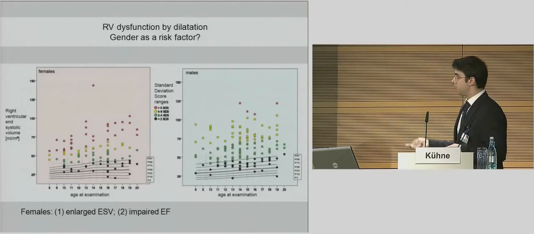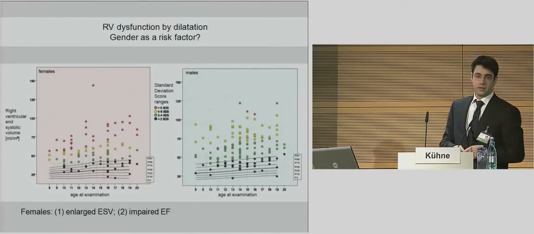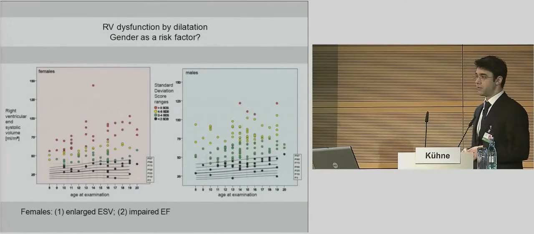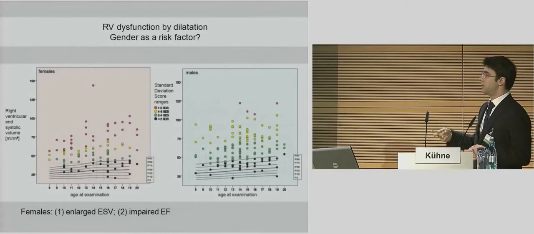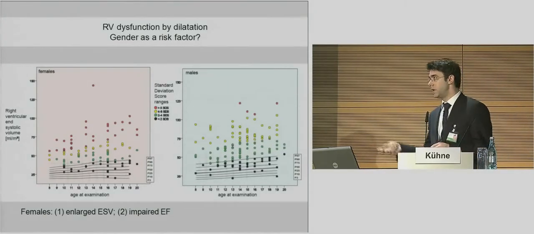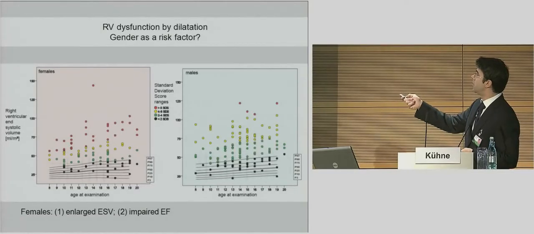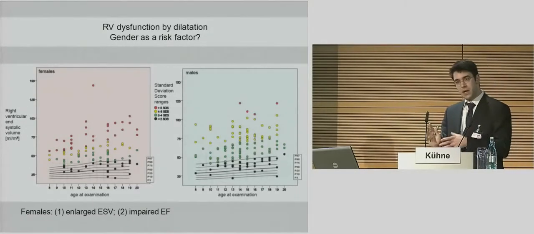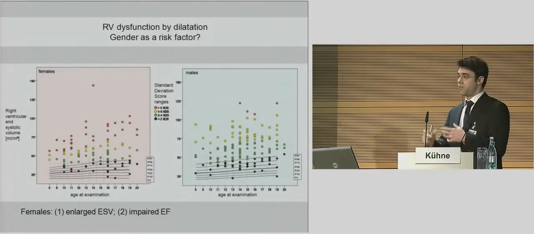And there, this data is still unpublished, but it's under review. This is from Fontan patients, more than 500 Fontan patients from the German Competence Network. We suspect, and hopefully the reviewers state the same thing, that there are gender differences between males and females. If we look here at the right ventricular systolic volumes, we are talking about the standard deviation score range. So this shows how many of the patients deviate, and how much, from the normal range.